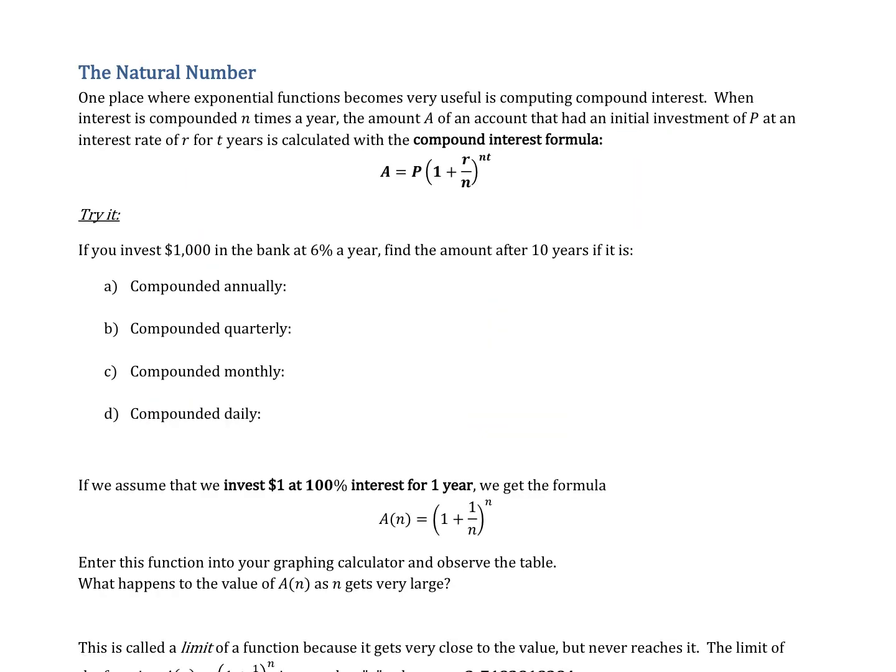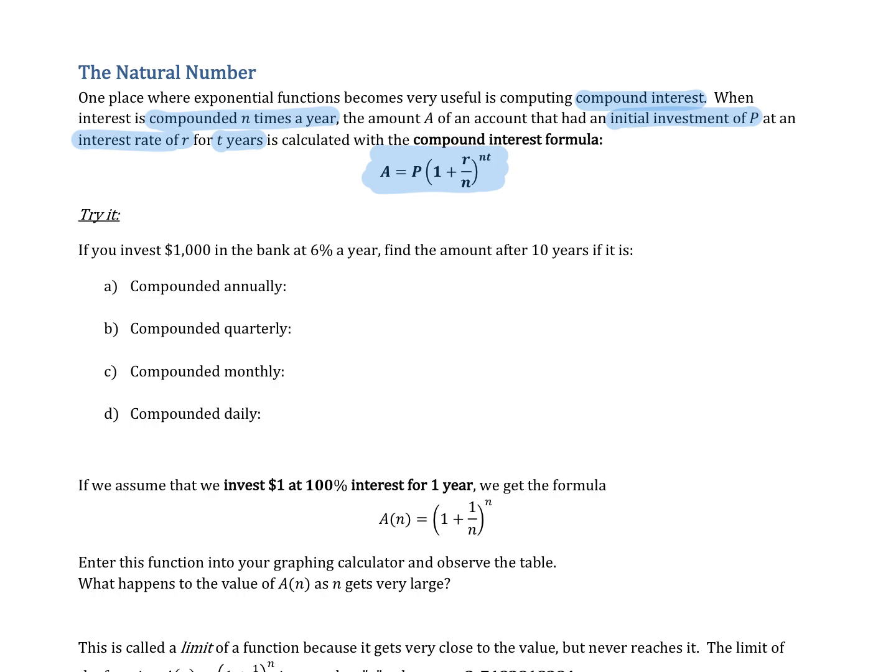So one more good application of exponents and exponential functions is computing compound interest. And compound interest is the power of your bank account, all right? So we have this formula here. This is called our compound interest formula. A is the amount we have in the account after our initial investment of P. So P is the initial investment. The interest rate is R, and T is the time, okay?